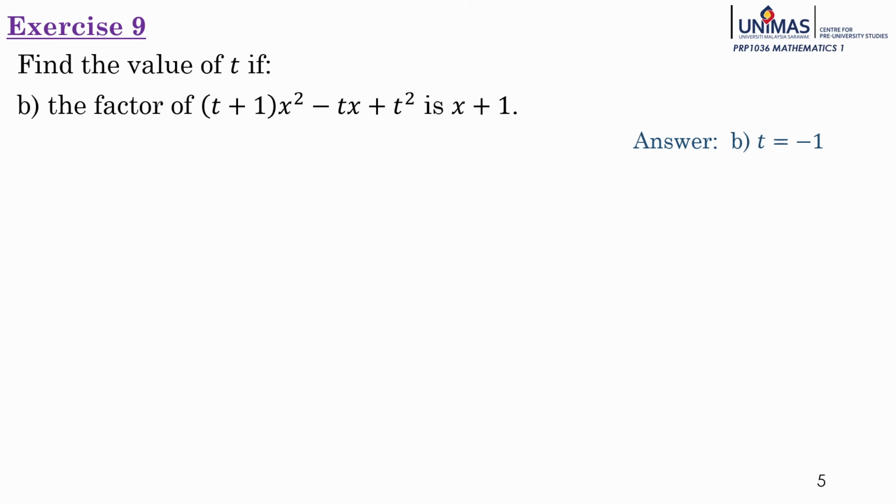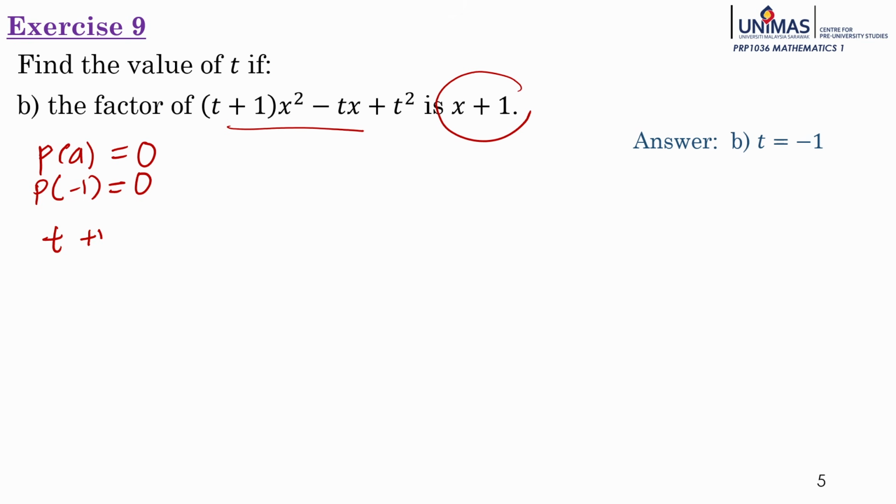Now let's see exercise 9b. Find the value of t if a factor of t plus 1, x squared minus tx plus t squared is x plus 1. So always remember, P(a) equals 0 as we're using the factor theorem. So a here is negative 1.